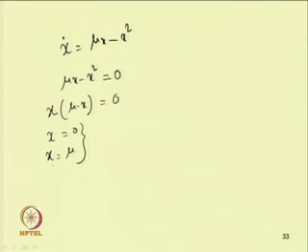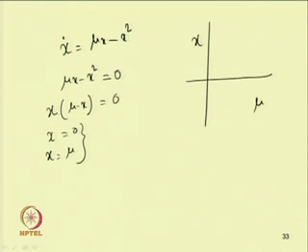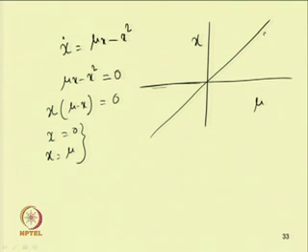In this case I can plot the response. If I plot x versus mu, I will have two solutions. So, x equal to 0 is one solution. This line represents x equal to 0, and then we have x equal to mu. So, we have another line. So, this is x equal to mu and this is x equal to 0. So, we have two solutions. In these two solutions, we should know which part is stable and which part is unstable.